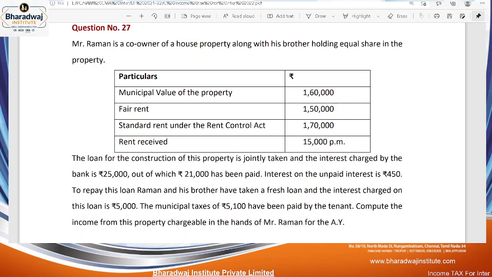Read the problem fully and try to work it out, then let us give the solution. It's a let out property. You can work out the house property income, then allow the deduction. That is, work out the income, then share it amongst Raman and his brother. This is also a joint property.